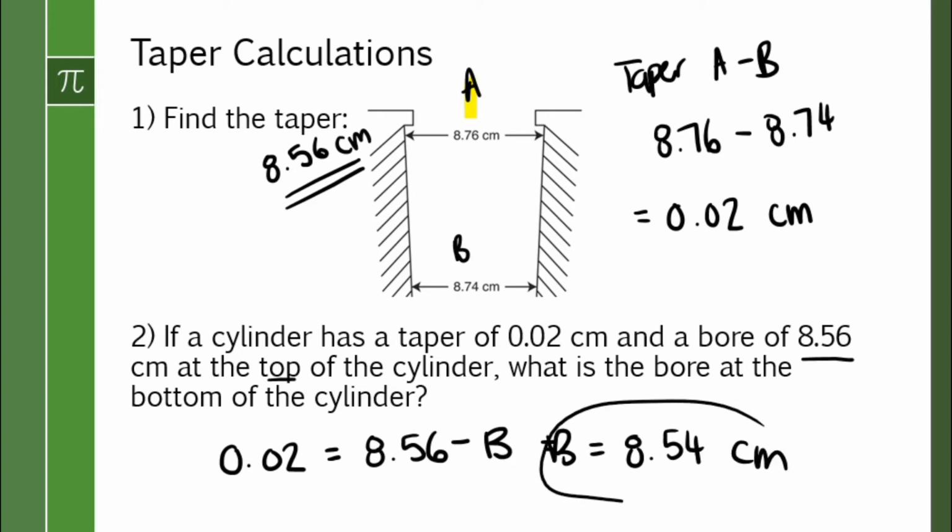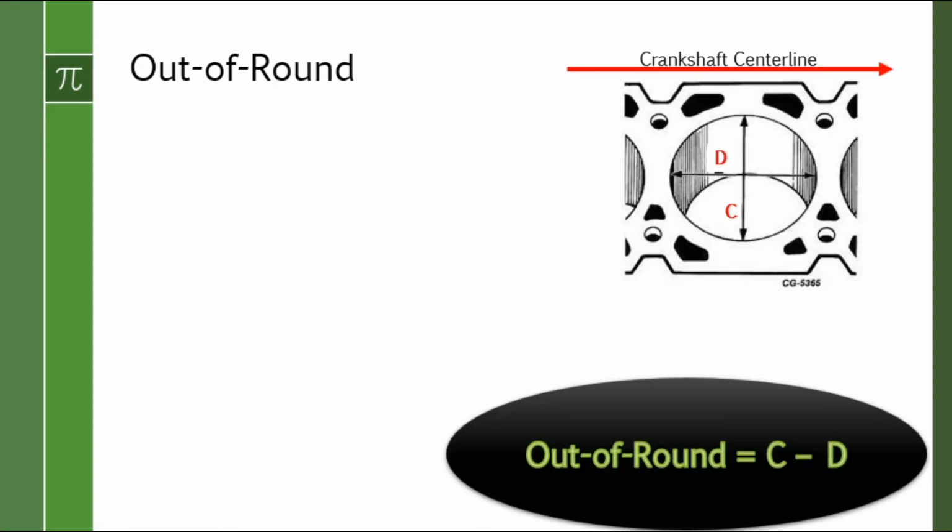Check your math. So the bore at the bottom of the cylinder is 8.54 centimeters. Okay, the next measurement we're going to look at is out of round. And out of round, let's figure out where we are. So here we see a cylinder. We're looking down at it from above.